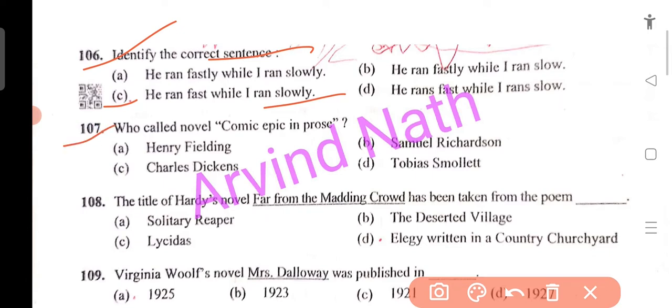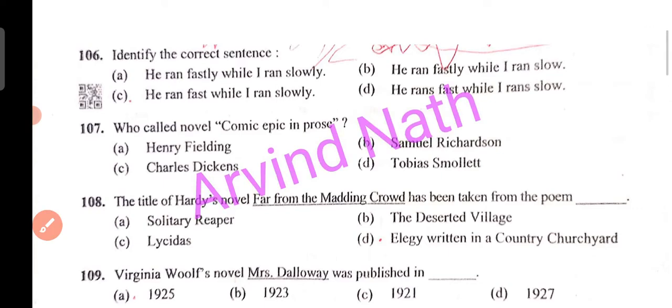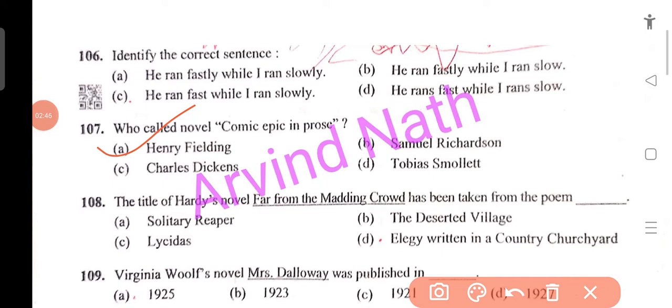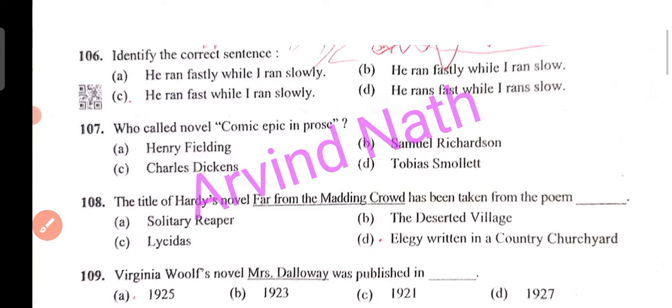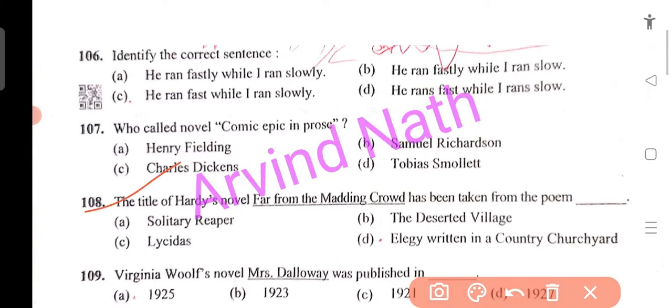Now question number 107: who called the novel a comic epic in prose? Its right answer will be Henry Fielding. Now question number 108: the title of Hardy's novel Far from the Madding Crowd has been taken from a poem. Its answer will be option D.